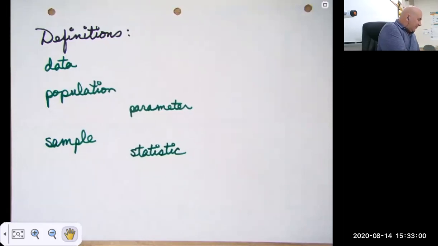And data, on page 2 of the textbook that we're currently using, it says it consists of information coming from observations, counts, measurements, or responses. If you're giving a survey, for example, you'd give responses.